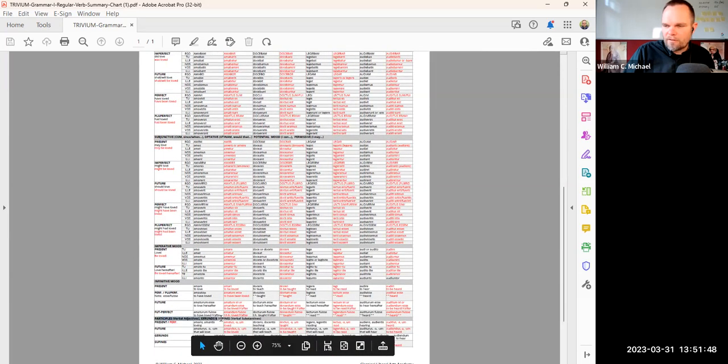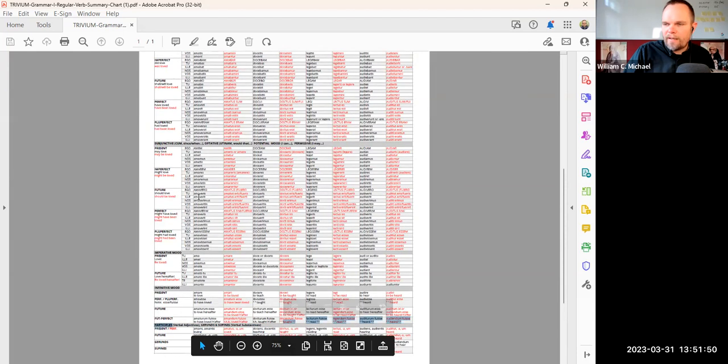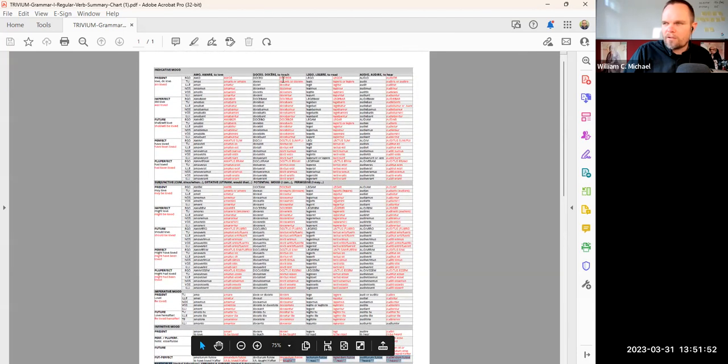Just relax, okay? So you see that the chart is divided into 4 major parts, actually 5 parts, because down on the bottom, it's got participles, all right? So there's 5 divisions of the chart. You see those big gray bars going across, okay?